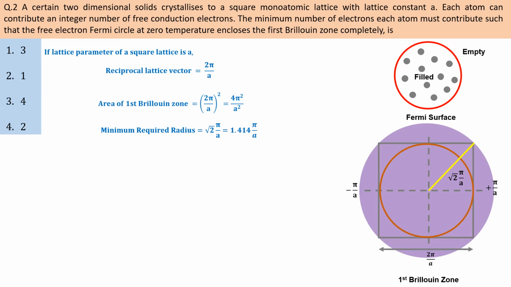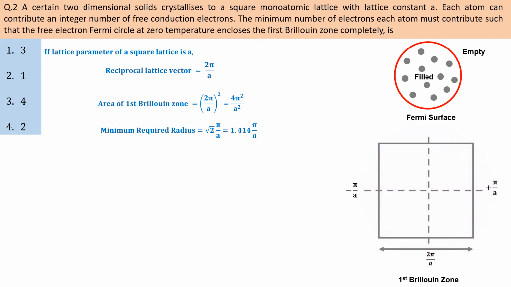Otherwise, the circle will not be able to occupy the zone completely. Suppose the radius of the Fermi circle for the electron is kf. But an interesting thing here is that the area of the Fermi circle depends on the valence of the atoms in the lattice, meaning how many electrons are there per atom in the lattice.